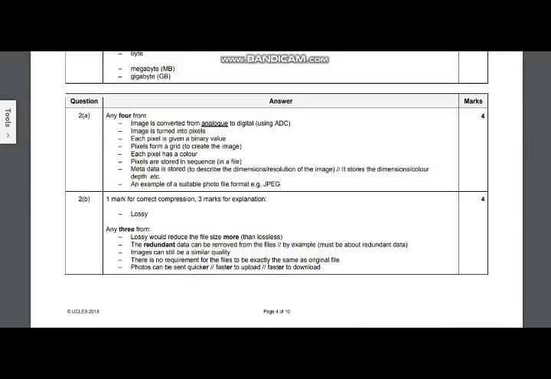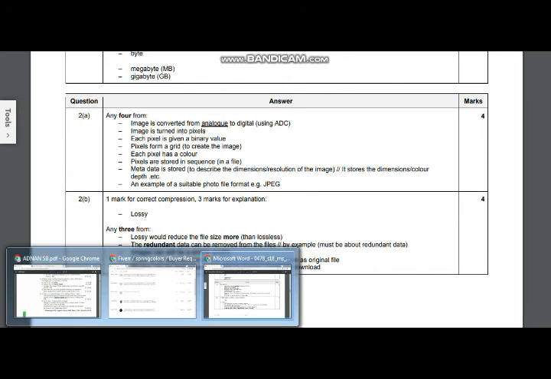The images will be converted from analog to digital form. Image is turned into pixels. Each pixel is given a binary value 0 or 1. These zeros and ones form a grid. Each pixel will have a color. Pixels are stored in a file. Only 4 points are required, but if some student answers this question this way, the metadata is stored, or an example of a suitable file format, this will also be given credit. So this was the answer of part A.